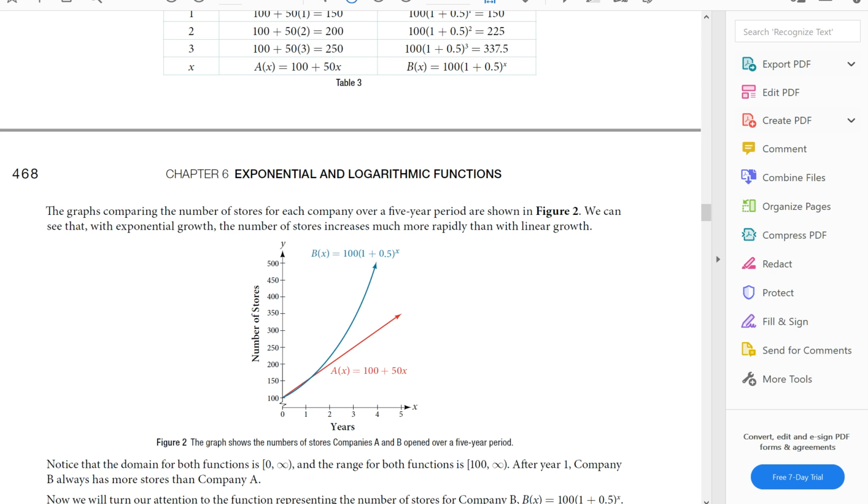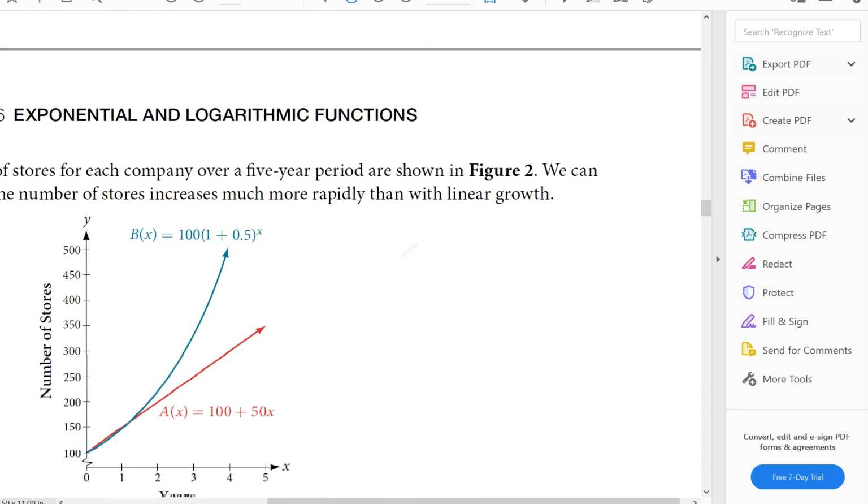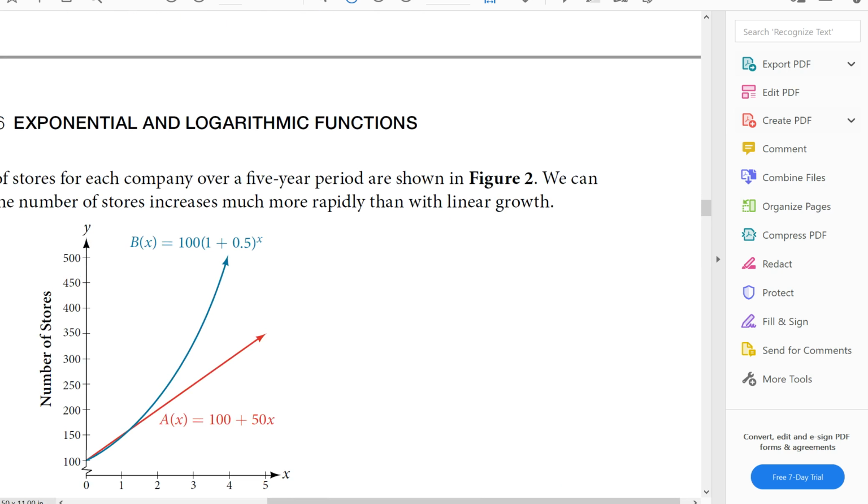You actually can see that just over the first year. You can kind of tell if you zoom here. I don't know if we can see it, but the blue curve is slightly below the red line. So it's actually producing fewer stores during that first year, and then after 1 year, it's the same amount, 150, and then after that, company B produces more stores.